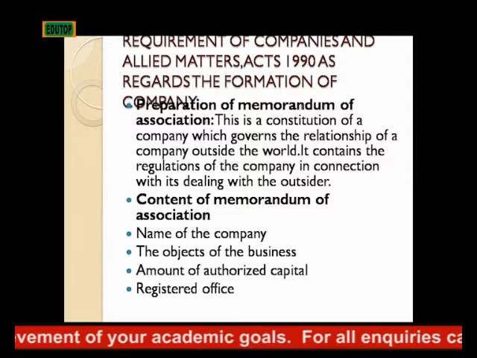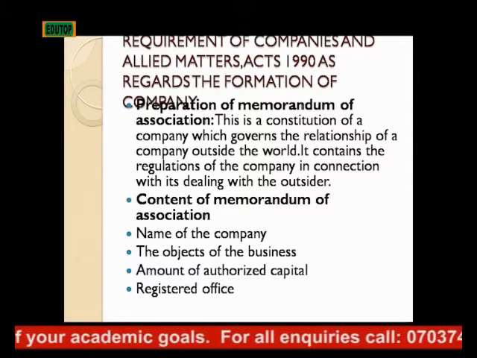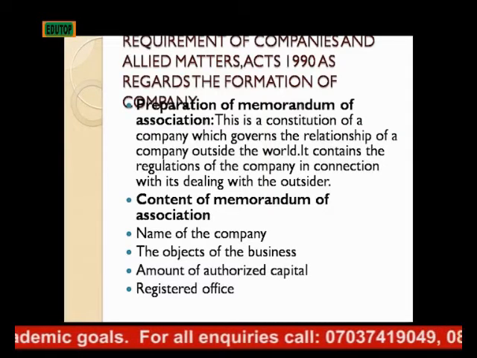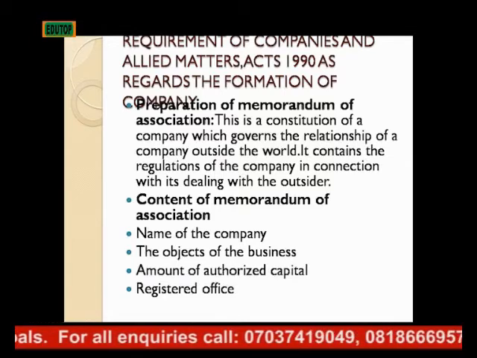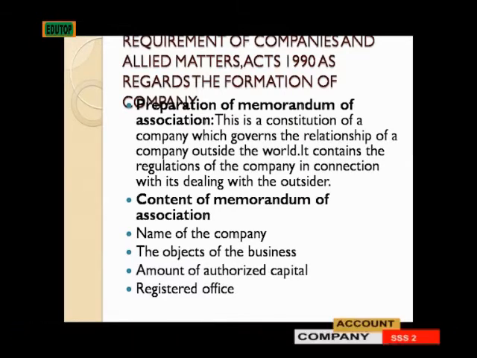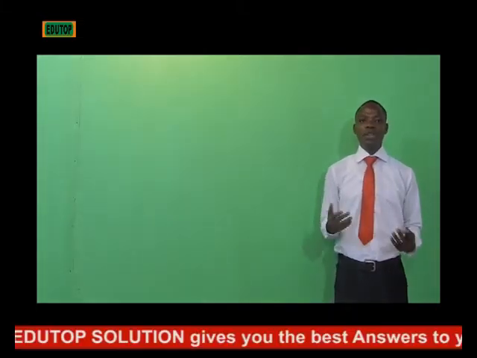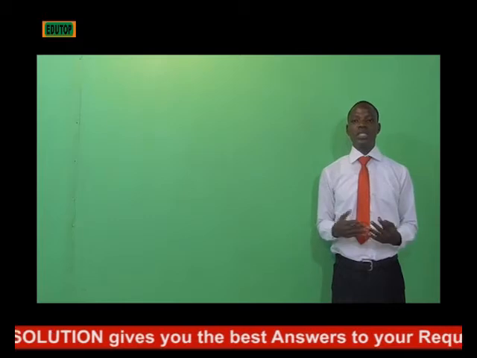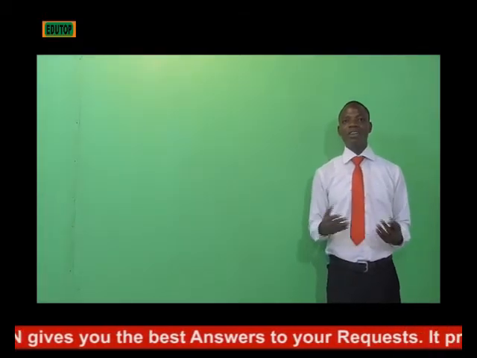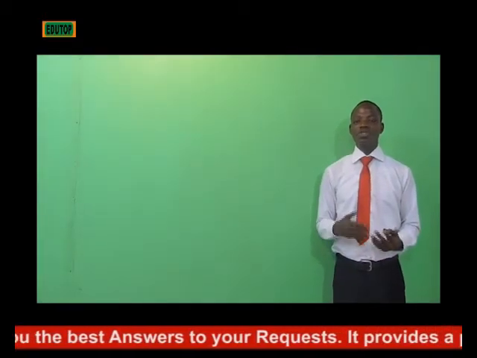Number one, the name of the company must be included in the Memorandum of Association. That means the name that the company will bear, maybe Adebola Nigerian PLC, Adebola Limited, or the like. Then the objective of the business. When we're talking about objective, we mean the kind of product the company is dealing with, or the kind of trade that they want to trade.